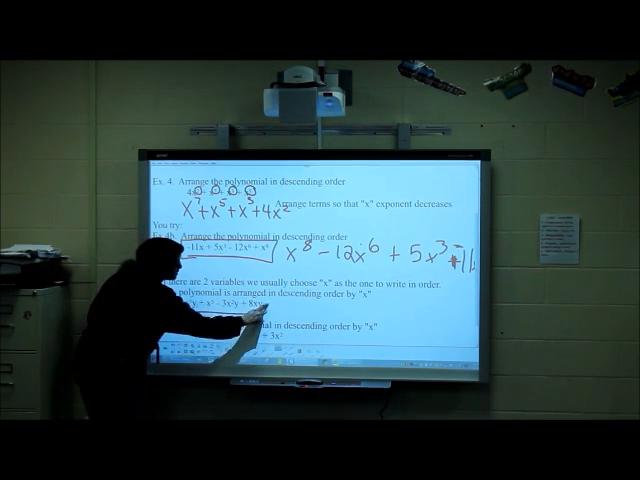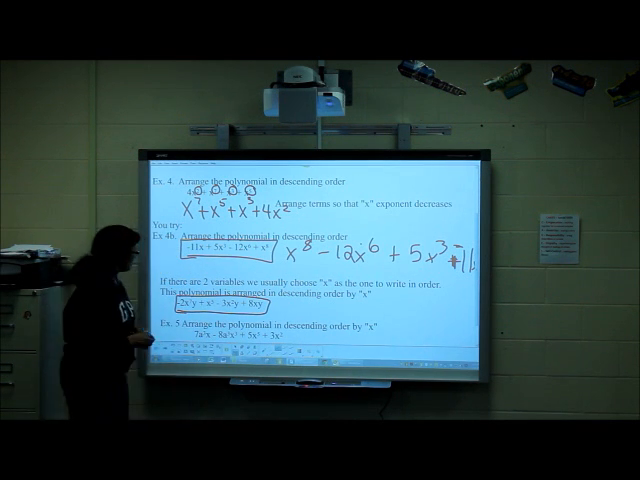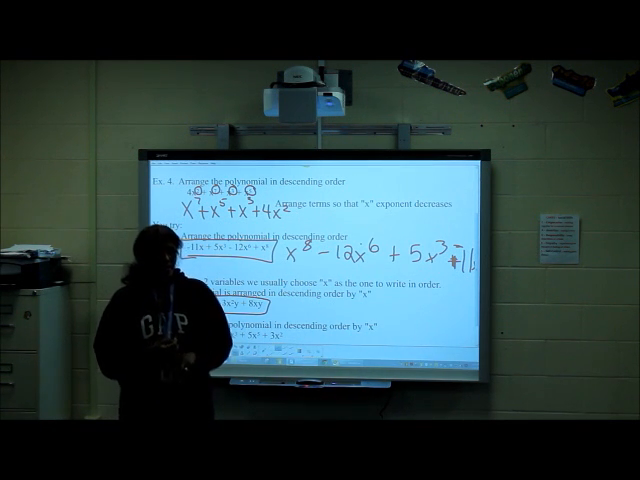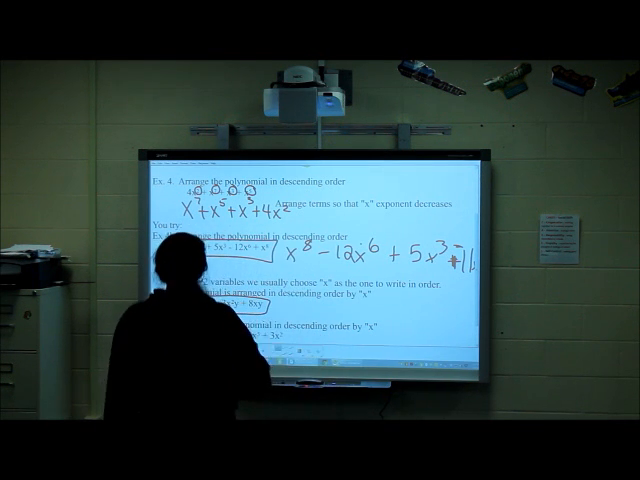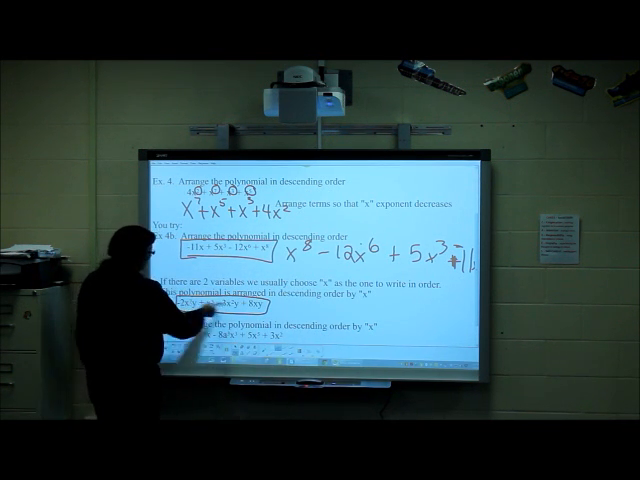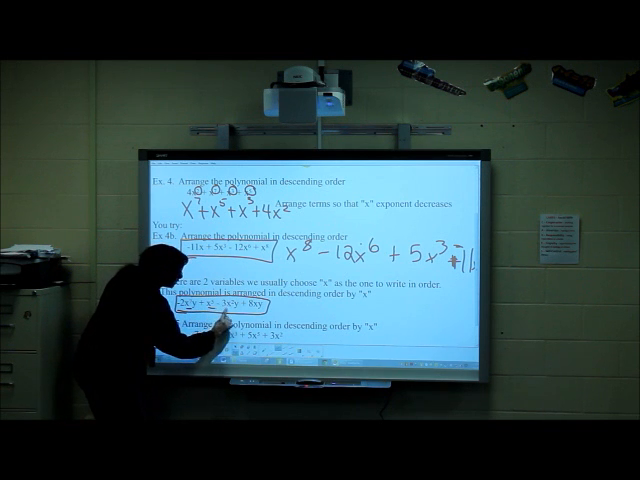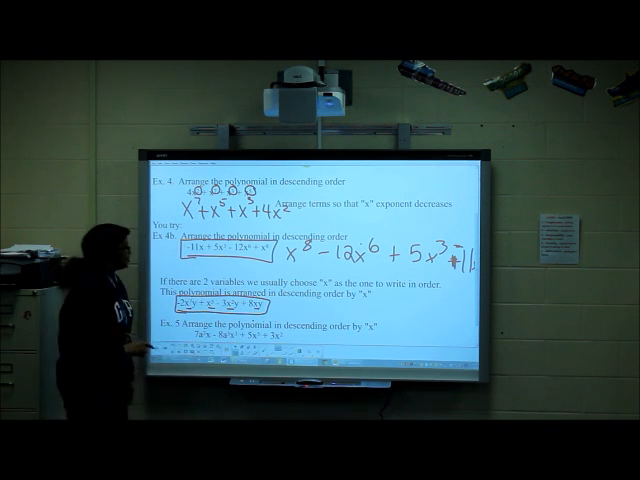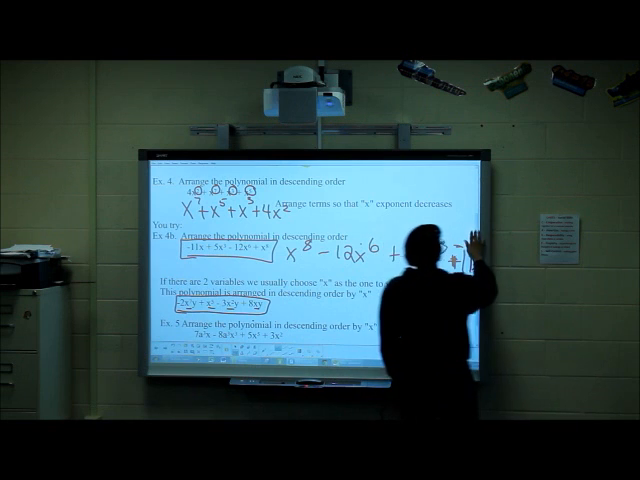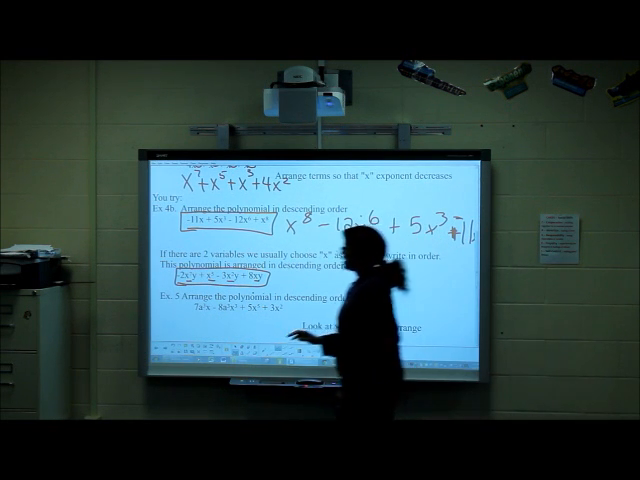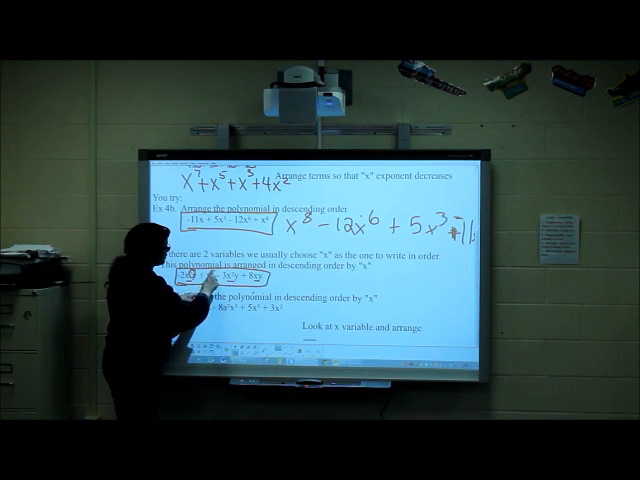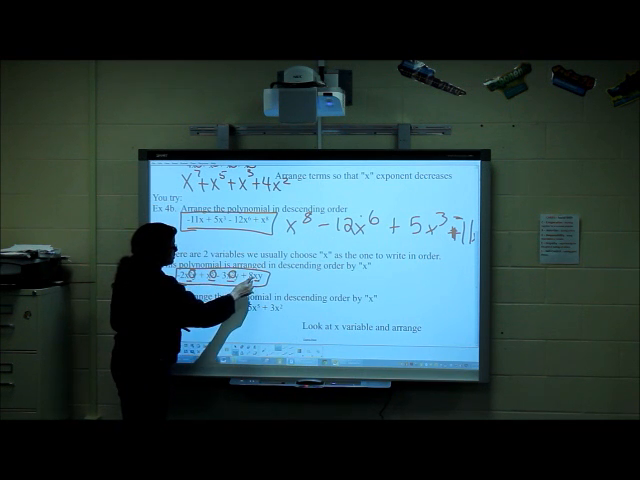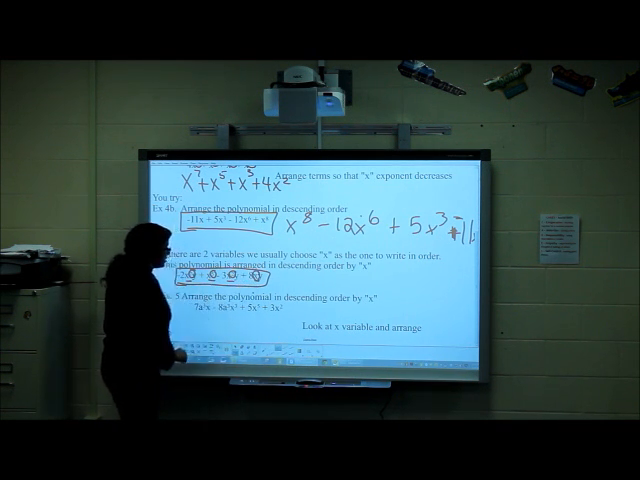All right, this is the case I'm in about having 2 variables. I've got an x and a y. But I still, when I put it in order, I want to put it in order by x. So regardless of what the y variable is, you keep your eyes on the x's. Okay? So which x has the highest exponent? Negative 2x to the 7th. Then x to the 5th. Then x squared. Then x to the 1st. Very good.